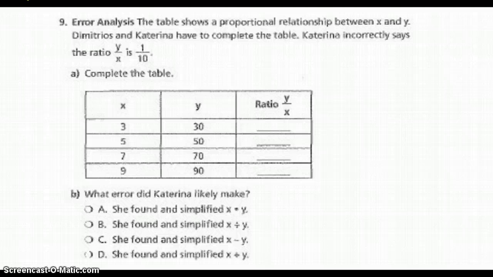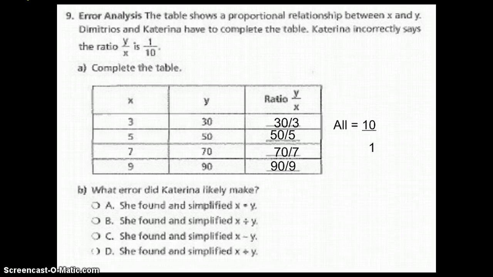Now let's try looking at question number 9. It's an error analysis question. The table shows a proportional relationship between x and y. Demetrius and Katrina have to complete the table. Katrina incorrectly says the ratio y over x is 1 over 10. For part A, first you need to complete the table by creating the ratios y over x. Then for part B, you need to determine what error Katrina likely made. Try doing this on your own and then press play when you're ready to see your answer.